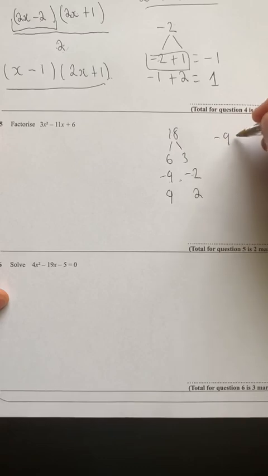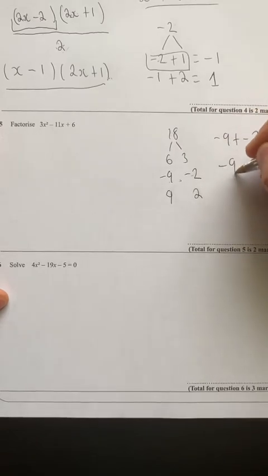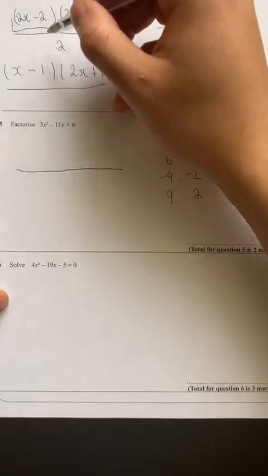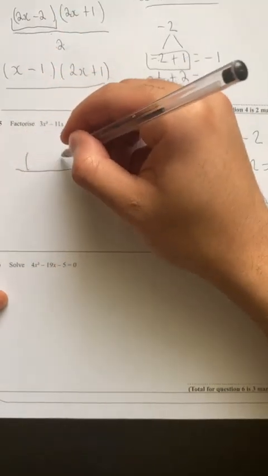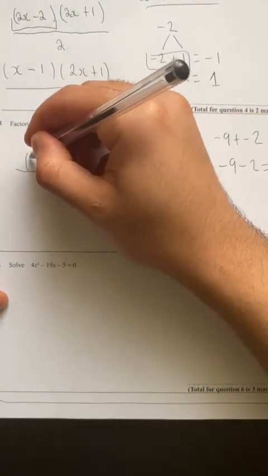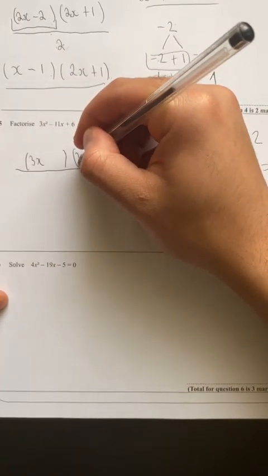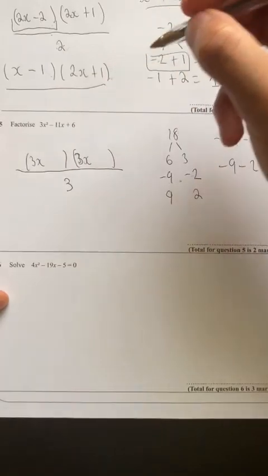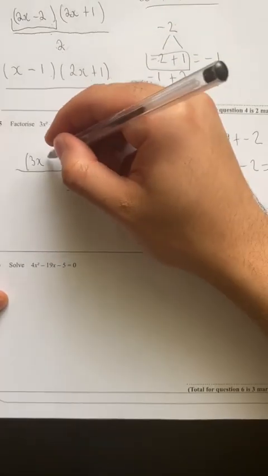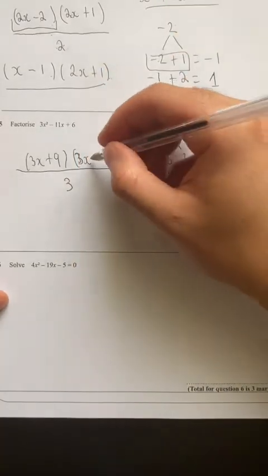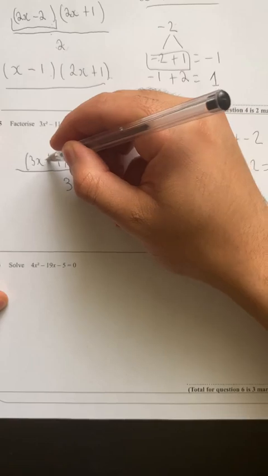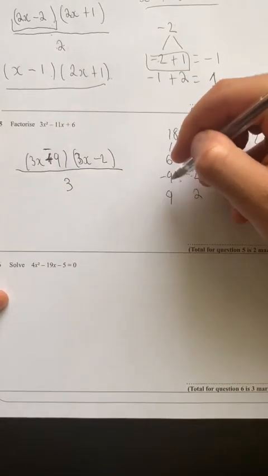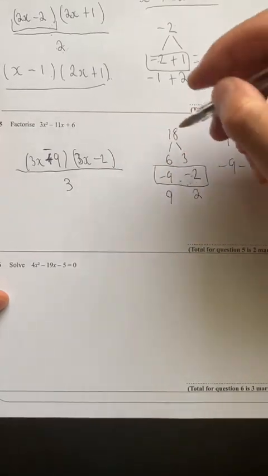Because minus 9 plus minus 2, minus 9 take away 2, is minus 11. So now we could do the same thing as what I've done over here. Write my brackets. In here, I'm going to put 3x and 3x because my coefficient is a 3, and I'm going to divide that by 3. In here, I'm going to put a minus 9 and a minus 2, because this is the combination that we selected.